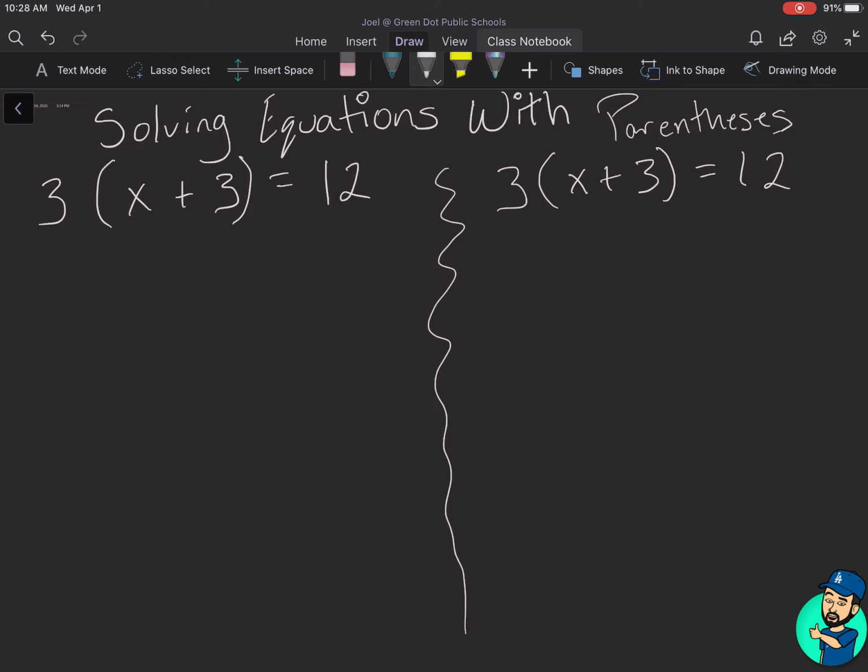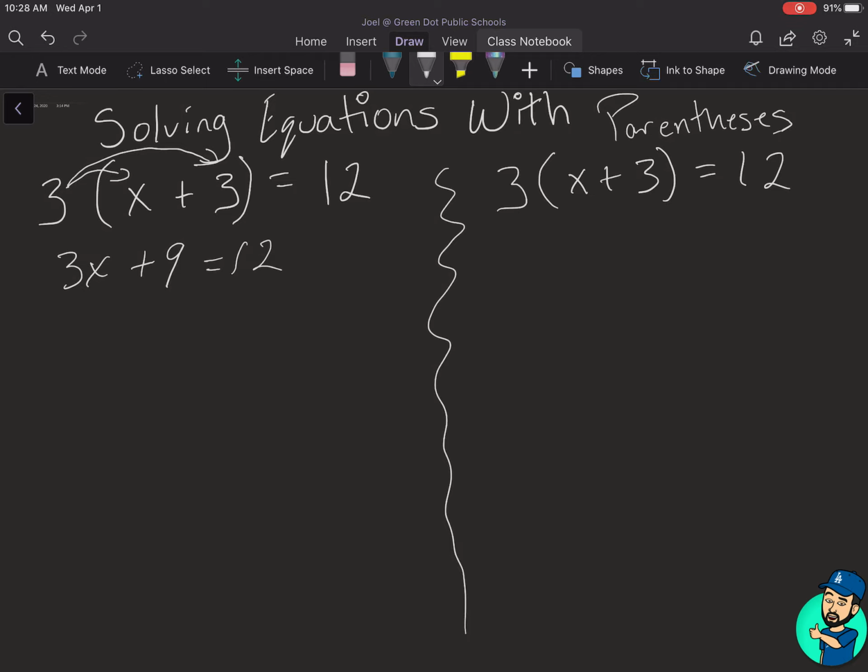Alright, so I'm going to start. On the left-hand side, I'm going to apply the distributive property. That means I'm going to distribute, multiply, the 3 that's outside the parentheses to the number and variable inside the parentheses. So 3 times x is 3x. 3 times positive 3 is positive 9. And copy and paste the equal sign and the 12.